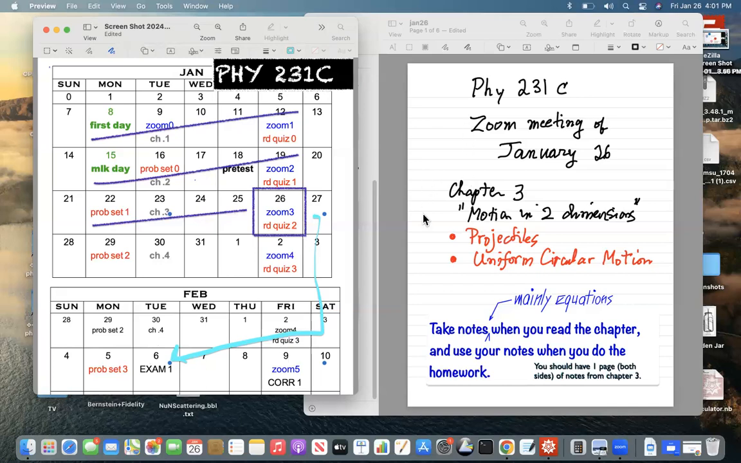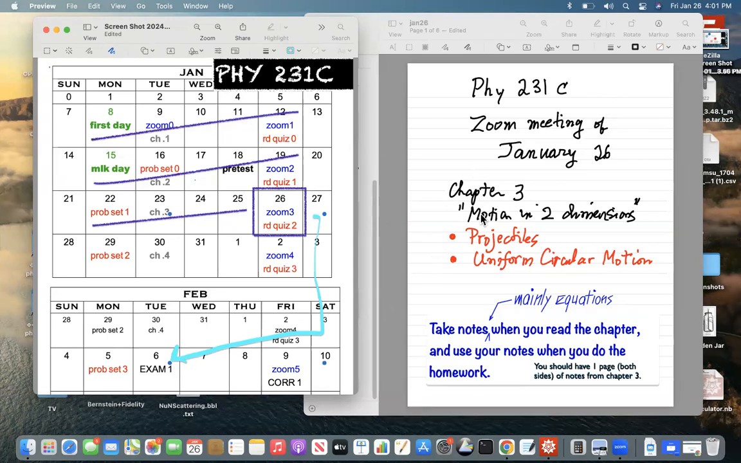Chapter 3 is called Motion in Two Dimensions. And there are a number of problems which involve motion in 2 dimensions, but two of the most important are projectile motion and uniform circular motion. Projectile motion is simpler. Uniform circular motion we'll be using throughout the rest of the semester. So this chapter 3, most of the homework problems will deal with either projectiles or uniform circular motion.